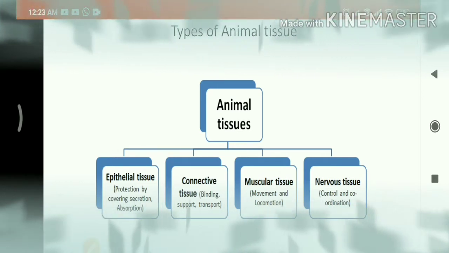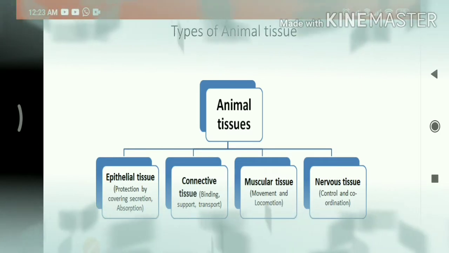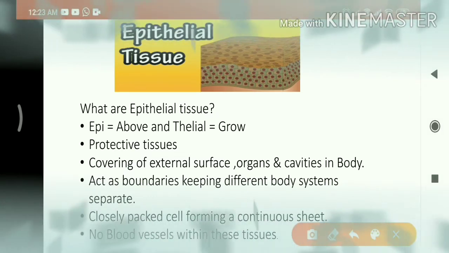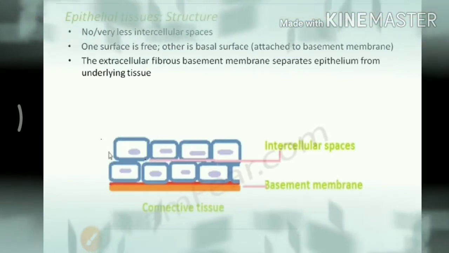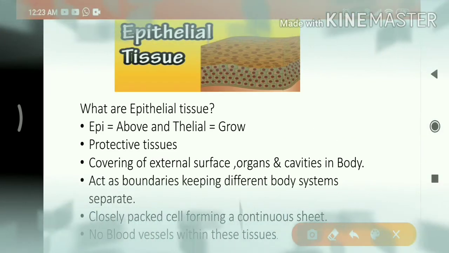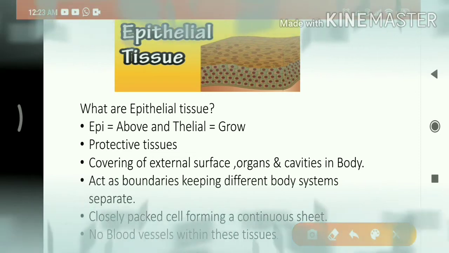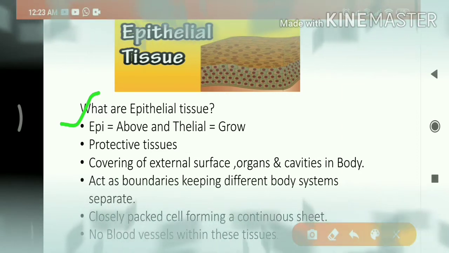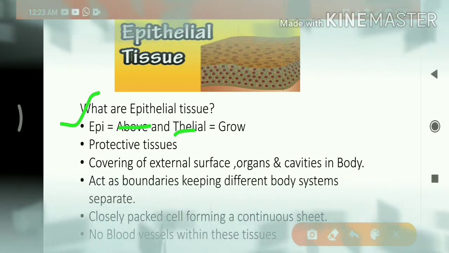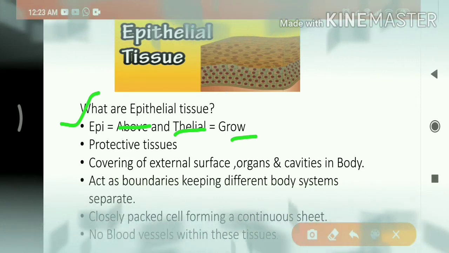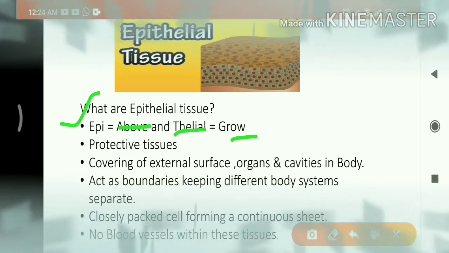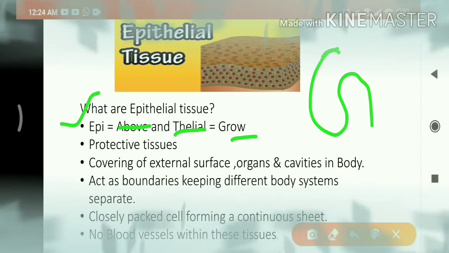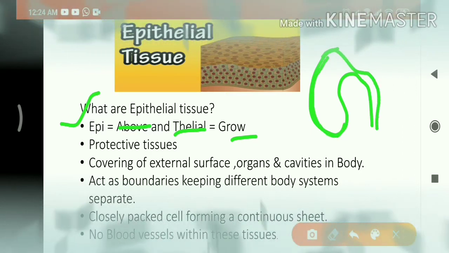I hope you understand why all these different types of tissues are required inside the animal to perform as a proper organism. In our next lecture we will learn about these different types of tissues one by one, and they also have different subtypes. In this lecture, first we will learn about the epithelial tissue. So the first type is epithelial tissue.